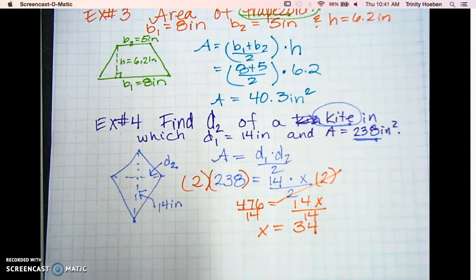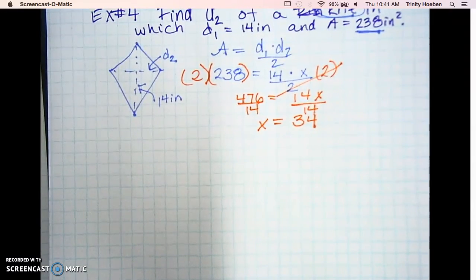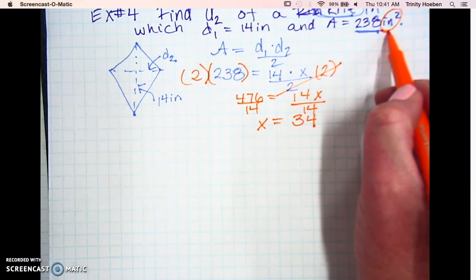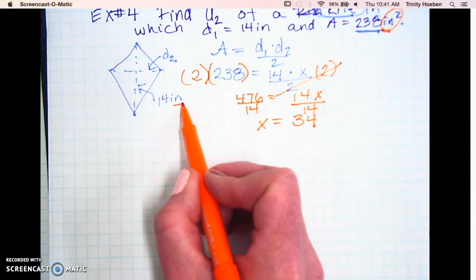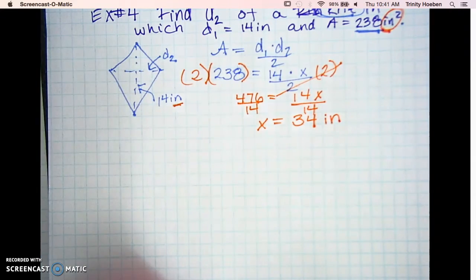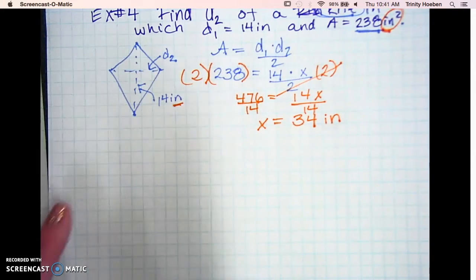Am I done? No, I need to attach units, right? What are the units? Well, the answer was given in inches squared, so I just need one of the diagonals. This diagonal is given in inches, so this is just in inches. Okay? Any questions on example number 4?